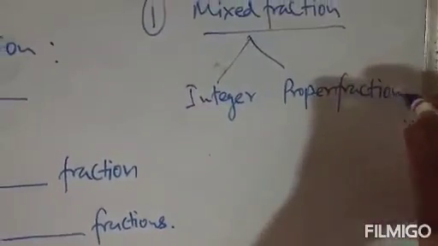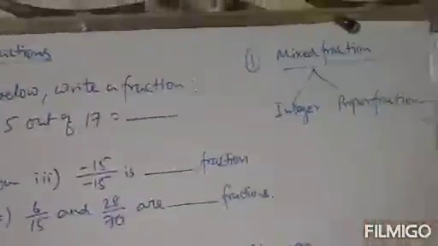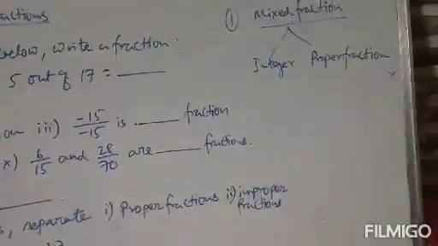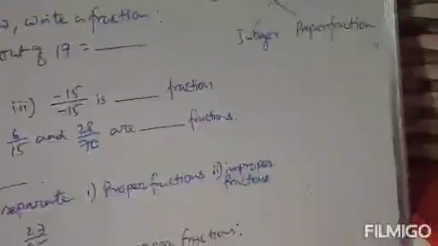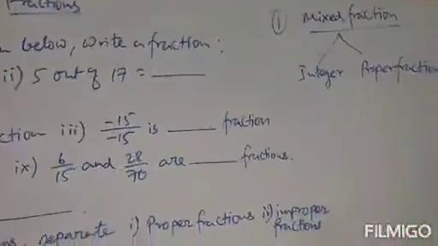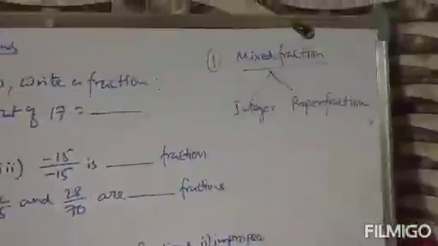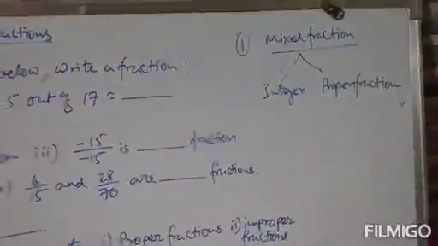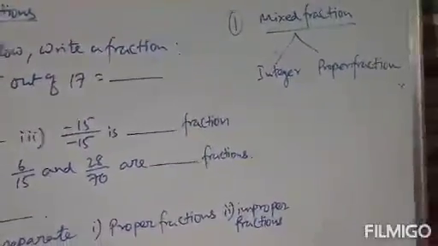An integer is nothing but a number. That means it can be positive, it can be negative. Clear? So it is nothing but a number. It can be a positive number or a negative number, and a proper fraction. So a mixed fraction consists of two parts: one is an integer and the second one is a proper fraction.